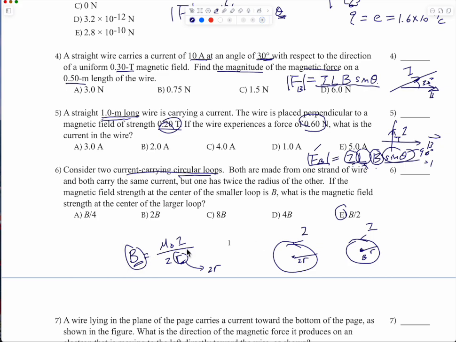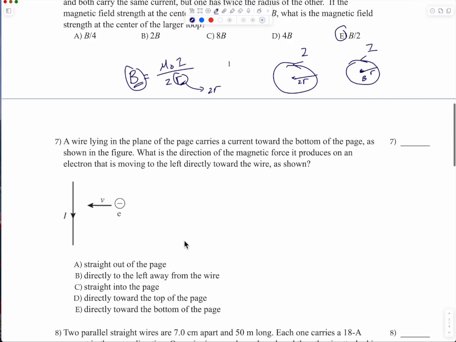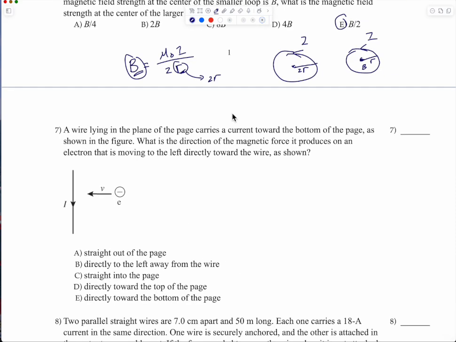All right, number 7. A wire lying in the plane of the page carries a current towards the bottom of the page, as shown in the figure. What is the direction of the magnetic force produced on an electron that is moving to the left directly towards the wire?